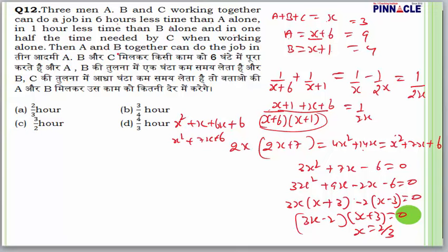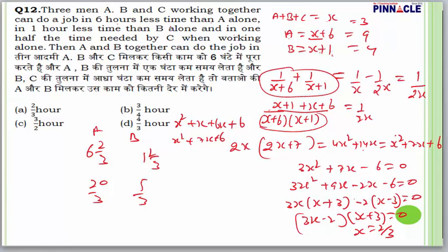The question is, A and B together can do the job in how much time? So this is 2 by 3. So 6 plus 2 by 3, and this is 1 plus 2 by 3. This is A's work and this is B's work. In other words, this would be 20 by 3 and 5 by 3 days. Together they will take 5 by 3. Or you can put it directly because this is the work of them. So A and B work.